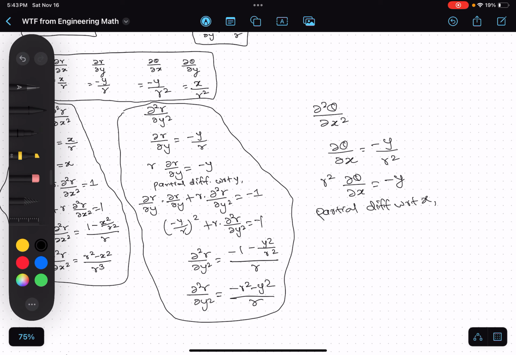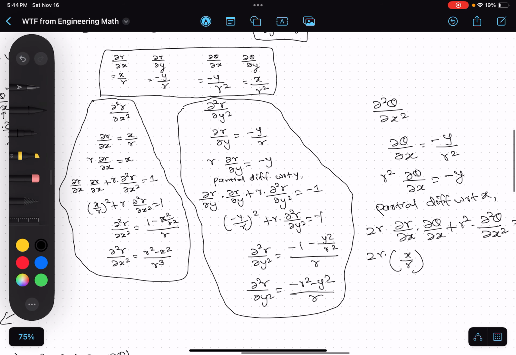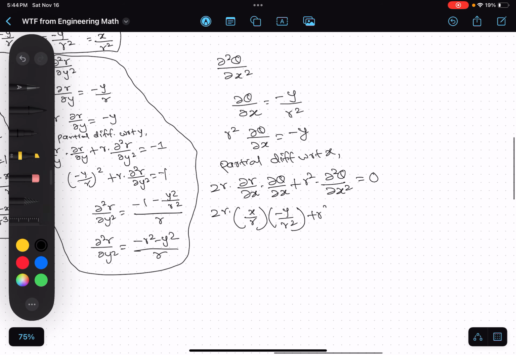Now in this case, notice that r square is not a constant. R square and theta both depend on x, right? So if I'm differentiating r square, this will just be 2r times partial r by partial x. Please know that. And then plus r square times partial square theta by partial x square. And now, since it's with respect to y, the right side will just go to 0, right? Okay. Now we know partial r by partial x is x by r, and partial theta by partial x is minus y by r square. So plus r square times partial square theta by partial x square is equal to 0.